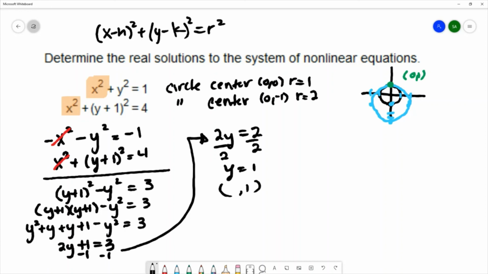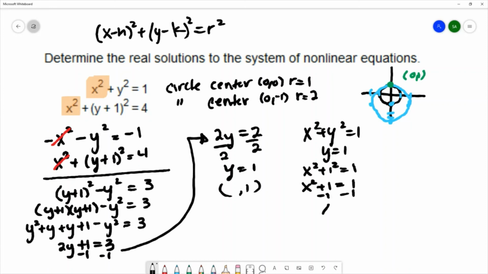I need to get the x coordinate. I can do that by substituting. So I'll take my equation x squared plus y squared equals 1. Let's substitute y equals 1. That's x squared plus 1 squared equals 1. x squared plus 1 equals 1. Subtracting 1 to get x squared equals 0. And if I square root both sides, I will get x equals 0. So my ordered pair solution is 0, 1.